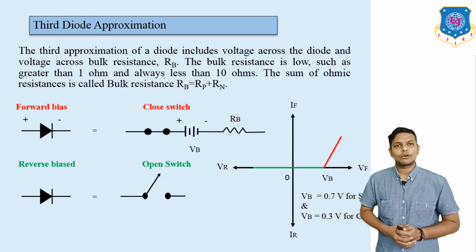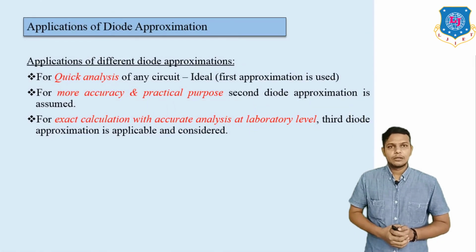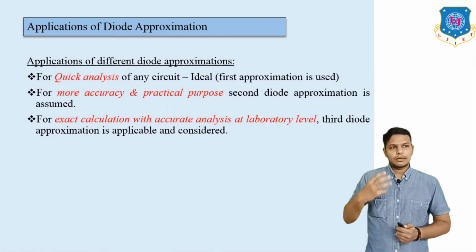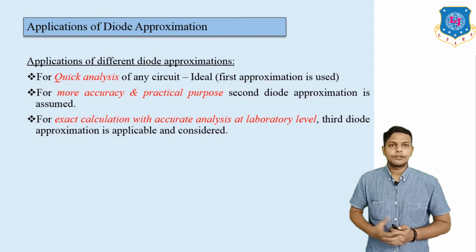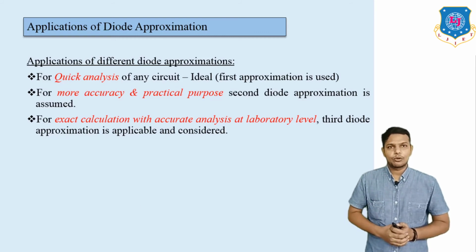Now let us discuss its application, where we can use this approximation. So we can connect it to a real-time example. Like someone says, how old are you? You may say, I am 21 years old. That is not much information about your age. So it becomes the ideal diode. It is considered as the ideal diode.